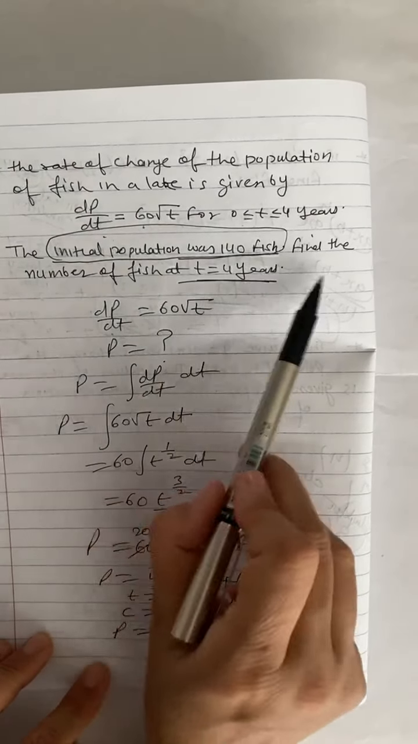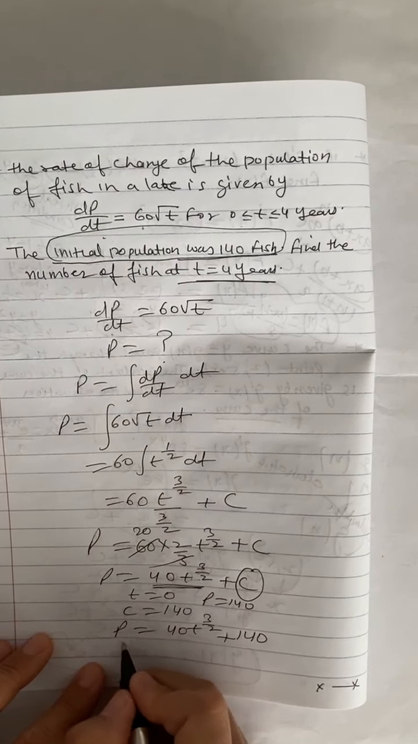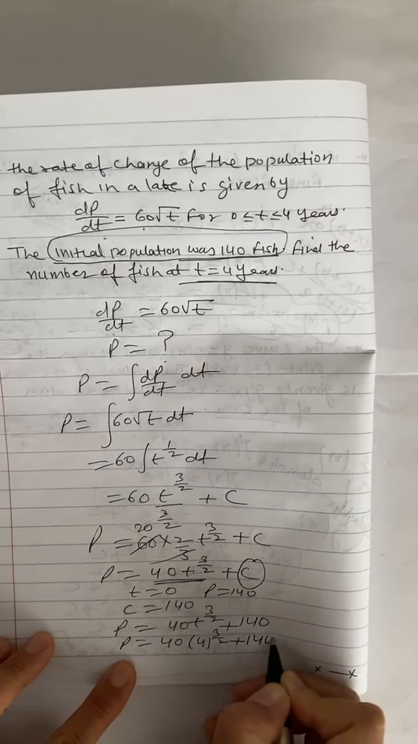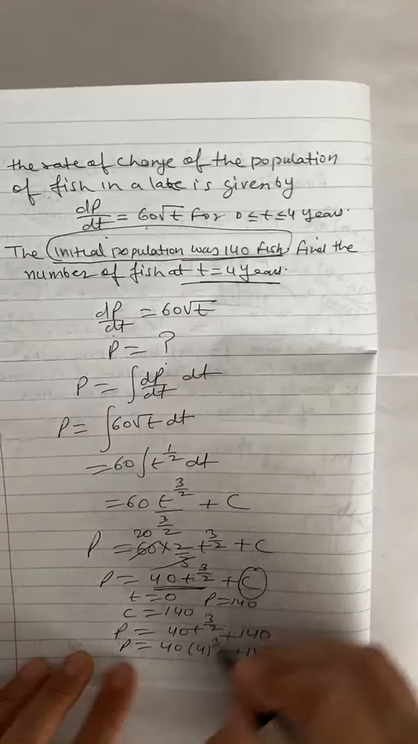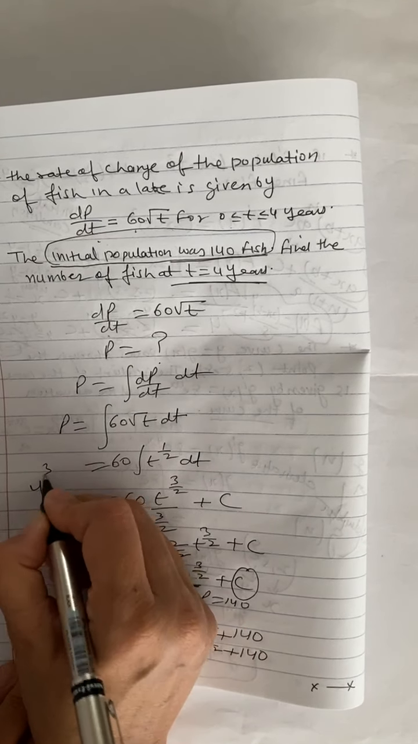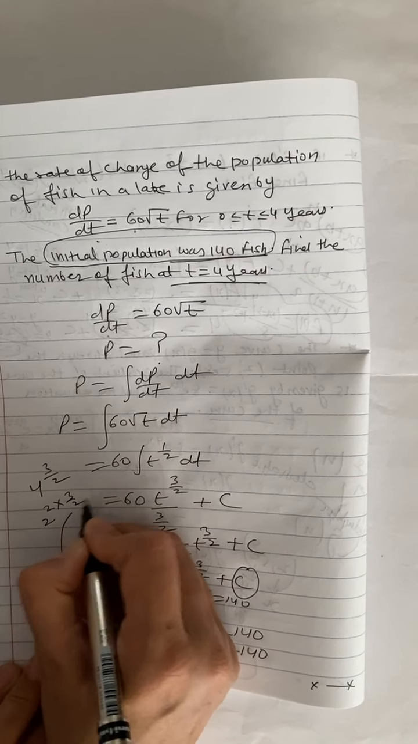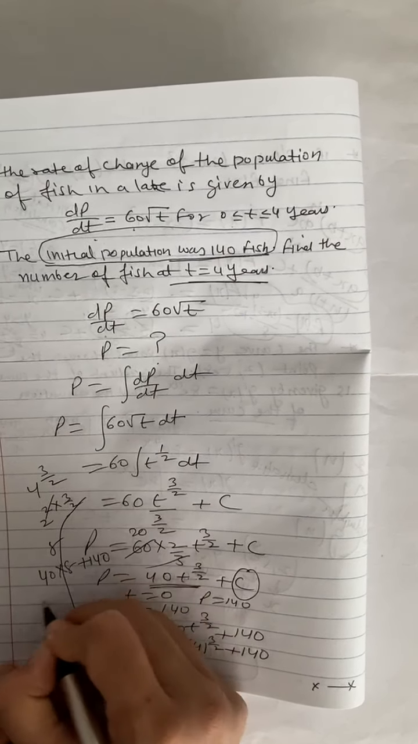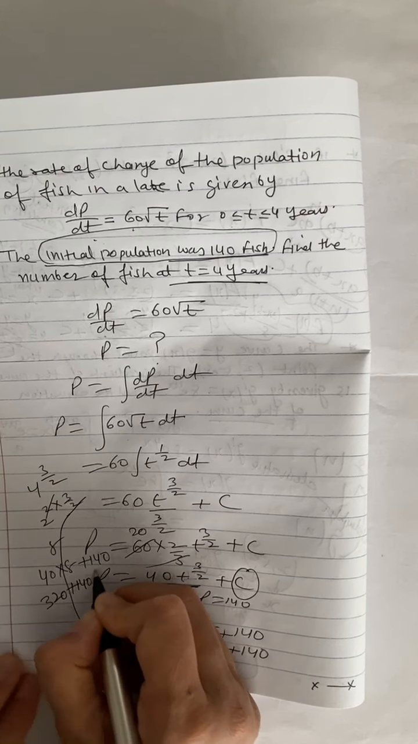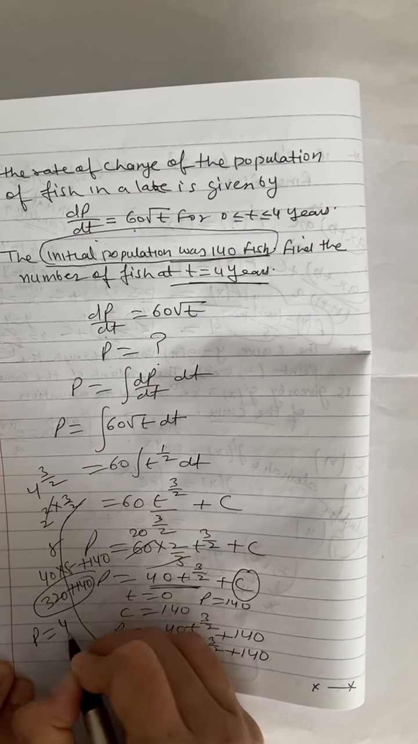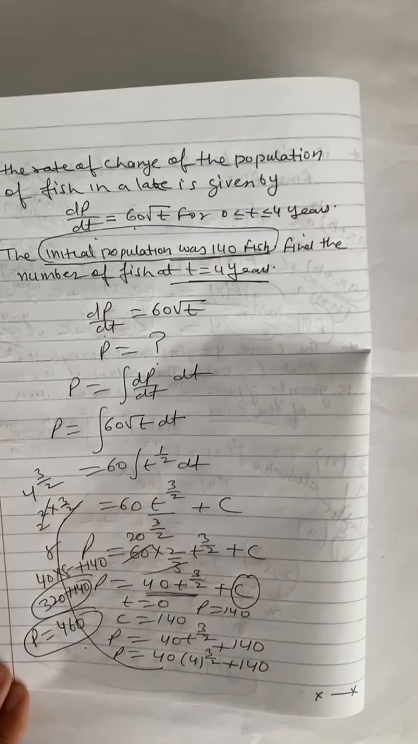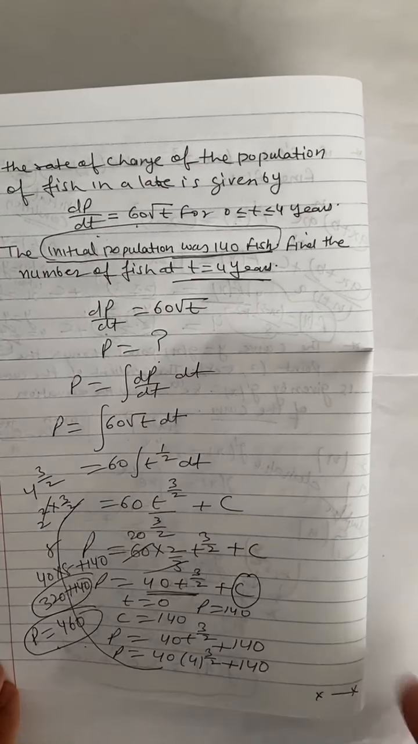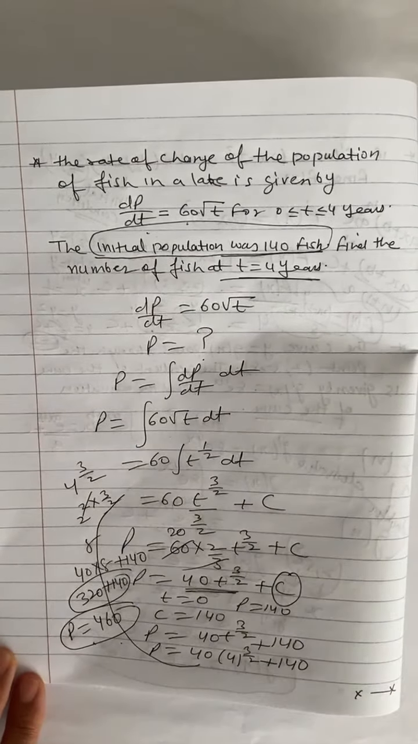Now we need to find how many fish there are at t equal to 4 years. So 40 times 4 to the power of 3 over 2, plus 140 here. And 4 to the power of 3 over 2 is 2 to the power of 3, which is 8. So 40 times 8 plus 140, 320 plus 140, and that is equal to 460, the number of fish at t equal to 4 years. Okay, that's it for today's lesson.